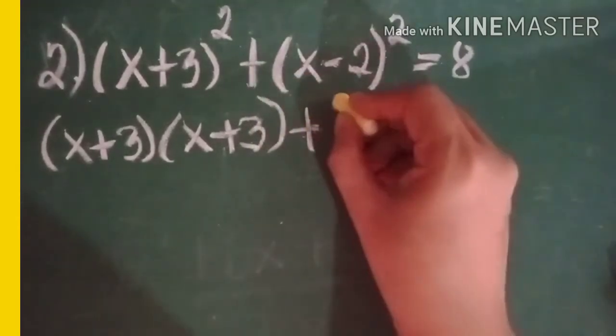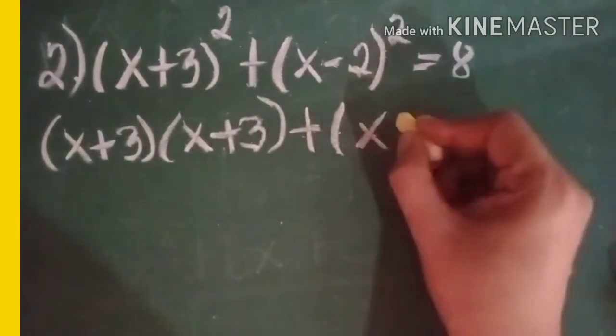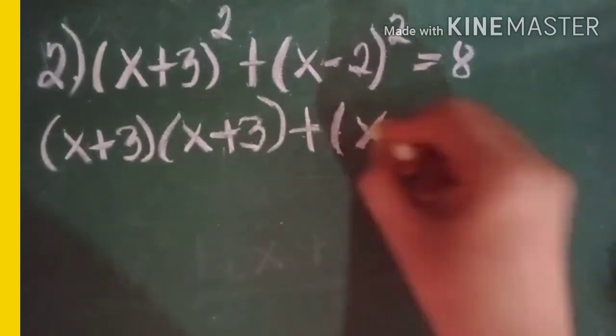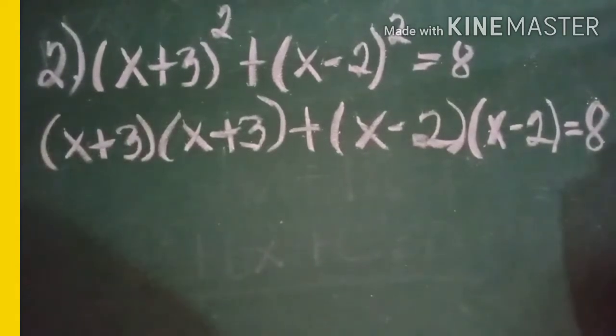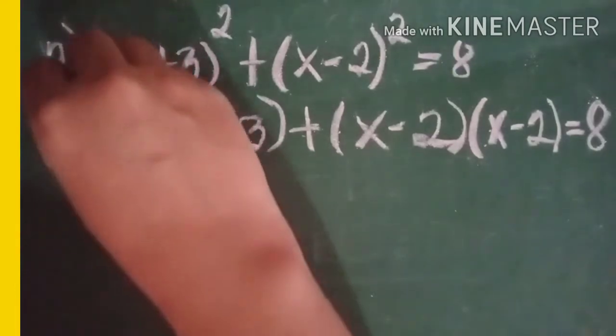naka-square din ang x minus 2. So, times natin ng dalawang beses. So, the quantity of x minus 2 times the quantity of x minus 2. Then, equate natin sa 8. The next step is to multiply. Gagamitin ko yung distributive property.